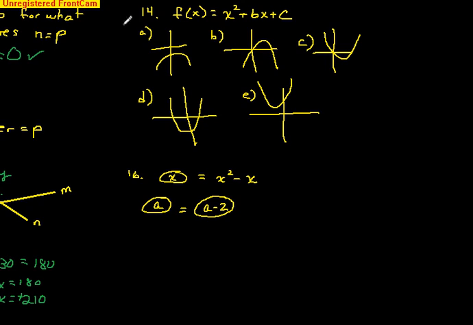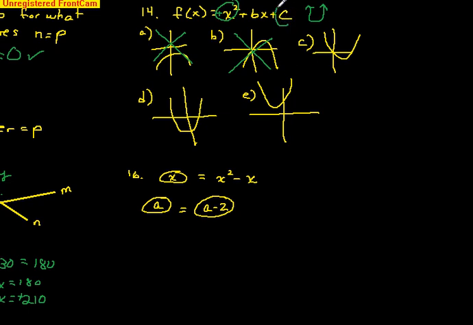Okay, here's our parabola function problem. It says if the function f is defined by f of x equals x squared plus bx plus c, where b and c are positive constants, which of the following could be the graph of f? Remember how I said if the value in front of the x squared term is positive, then it's going to open upward. And it is positive. There's no negative sign there. So right away we start crossing off the ones that are not facing upward.